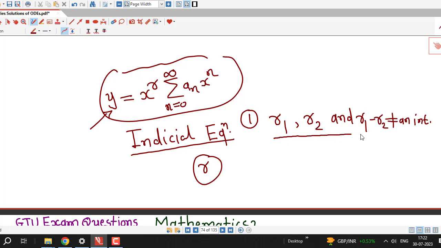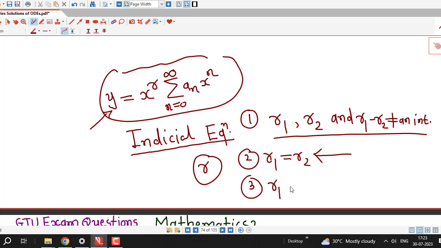We have seen this first case in lecture number 12. Second possibility is r1 and r2 are equal, and in this lecture we are going to discuss this case in which indicial equation has two equal roots. And third possibility is r1 and r2 are different and their difference is an integer, that is r1 minus r2 is some integer. So in every case we have different criteria to write down the solution.